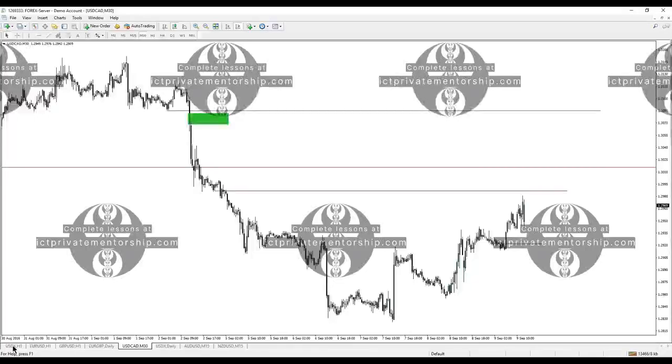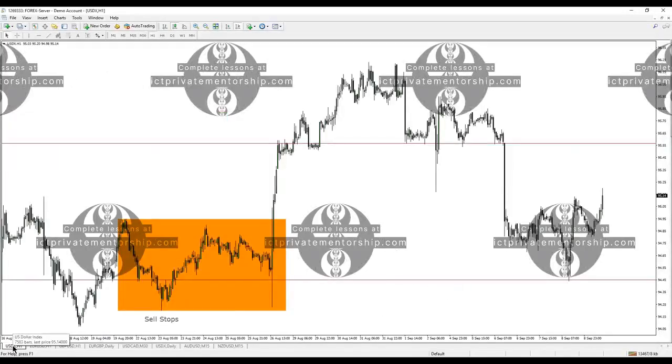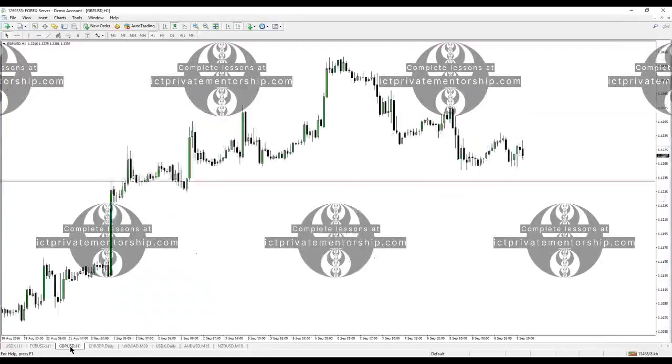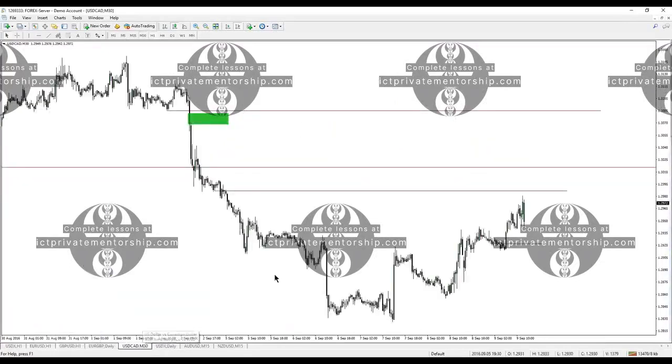Let's take a look at the dollar real quick. Dollar still supports a run on this range in here. Euro's falling, cable softer, CAD still looks like it wants to push through.